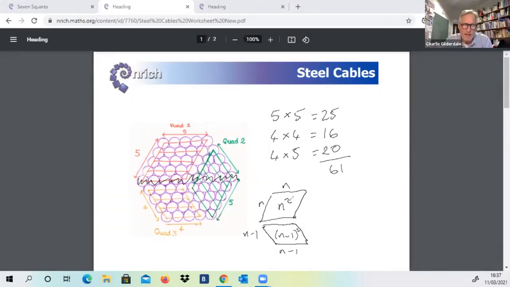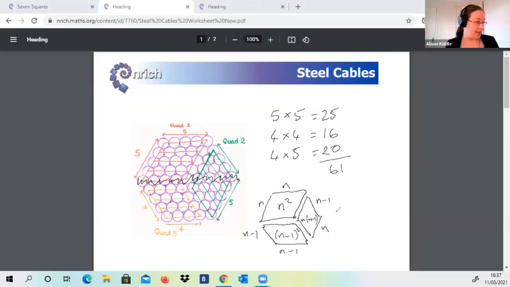And then I can see that that first line that you drew will be n long for the parallelogram on the right, but it'll only be n minus 1 wide. And so that would be an n by n minus 1 parallelogram. So I've got a formula then, because my nth term rule is going to be n squared plus n minus 1 squared plus n minus 1.